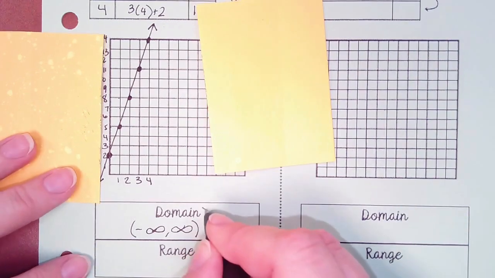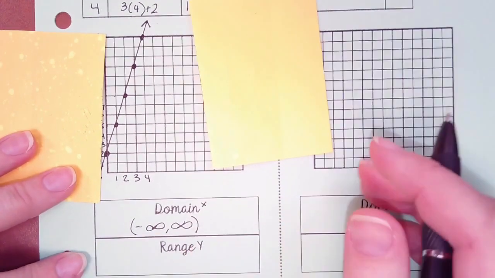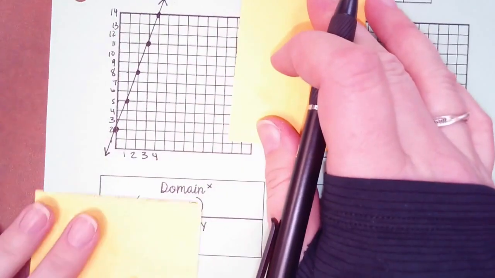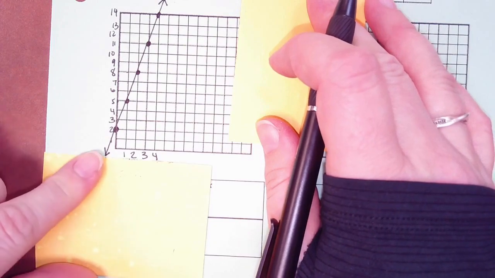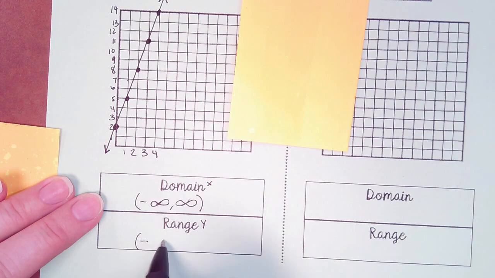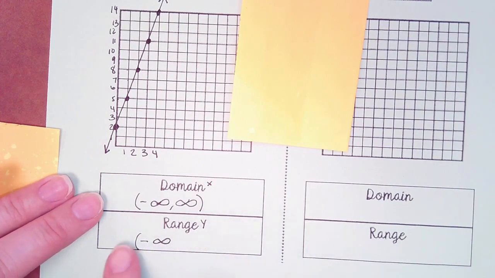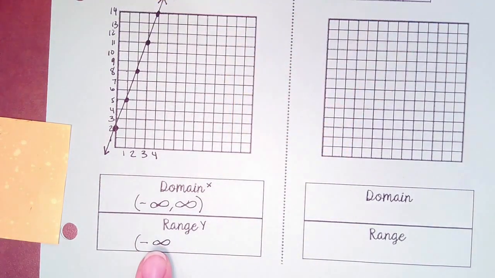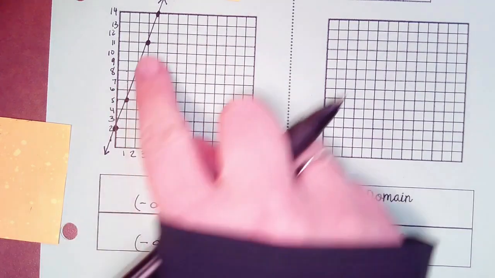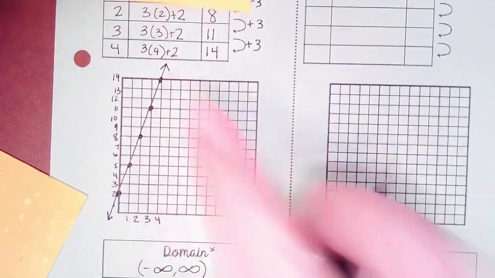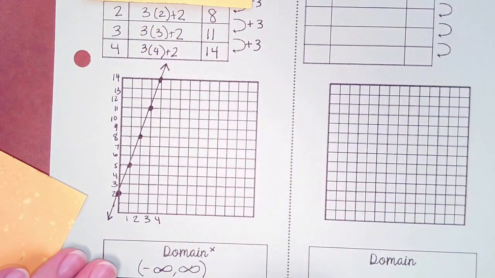Range, that's our y values. So from the bottom, come up and we hit our figure right there. It's going to keep pushing my paper down. So the lowest point is negative infinity, and the highest, coming in from the top, would hit this arrow and keep going up, so positive infinity.